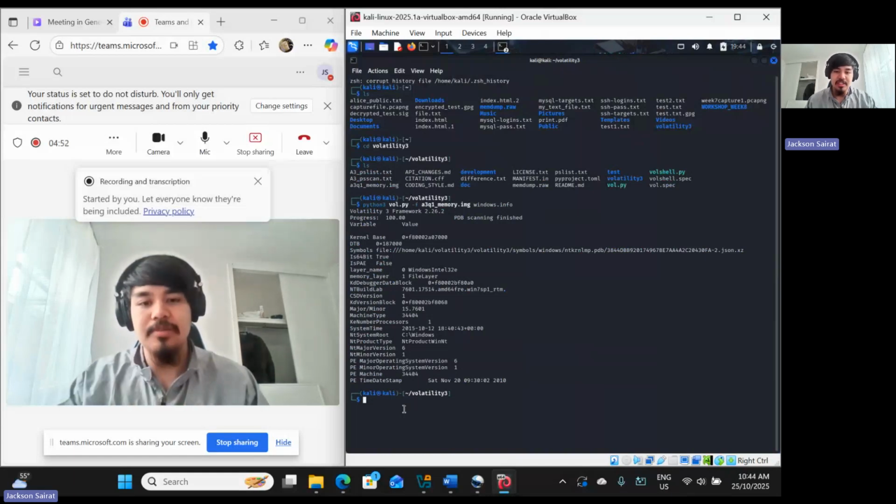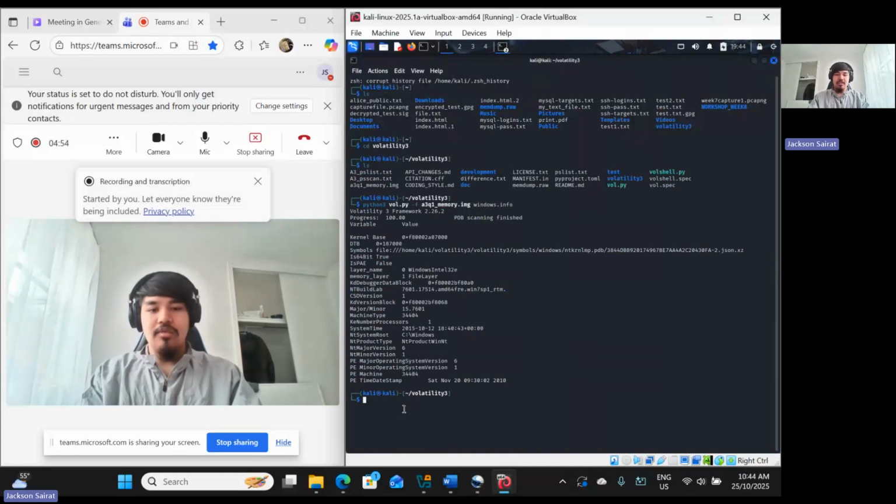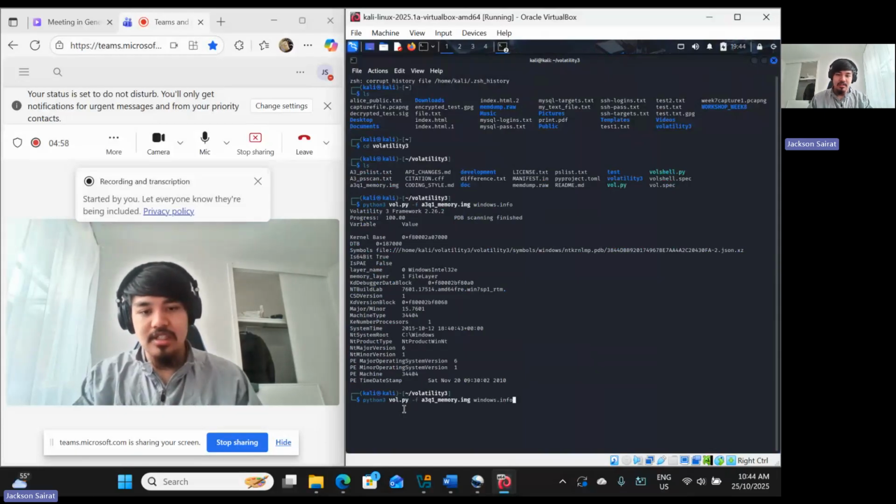Next, we must find suspicious processes. We can use the pslist and psscan. The pslist is used to extract processes that were captured in the memory during the time of capture. We will store it into a separate file for now. Let's call it A3 pslist.txt.